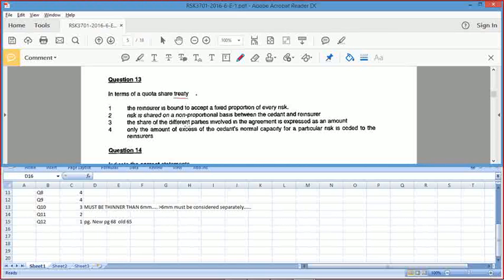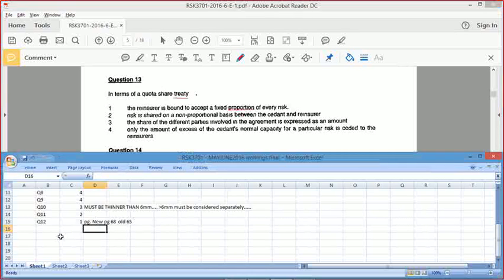Okay, the share of the different parties involved in the agreement is expressed as an amount. No, it's a percentage. Only the amount of excess is ceded to the reinsurer. No. Okay, so now number one is correct. It's a fixed portion of every risk. It'll be a percentage. A proportion would mean a percentage. So that's fine.